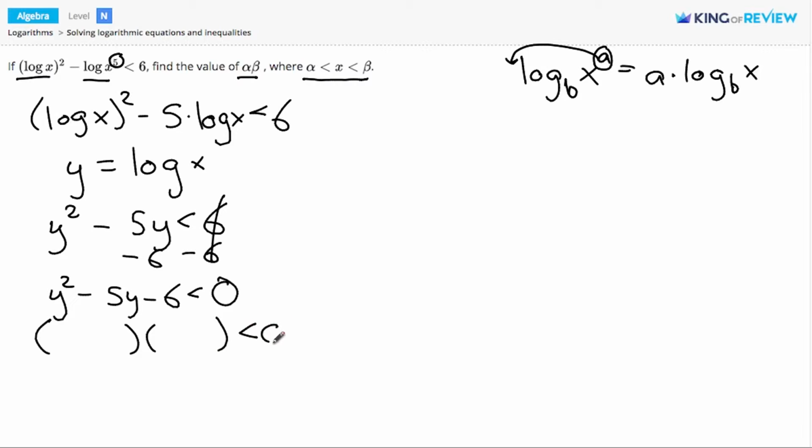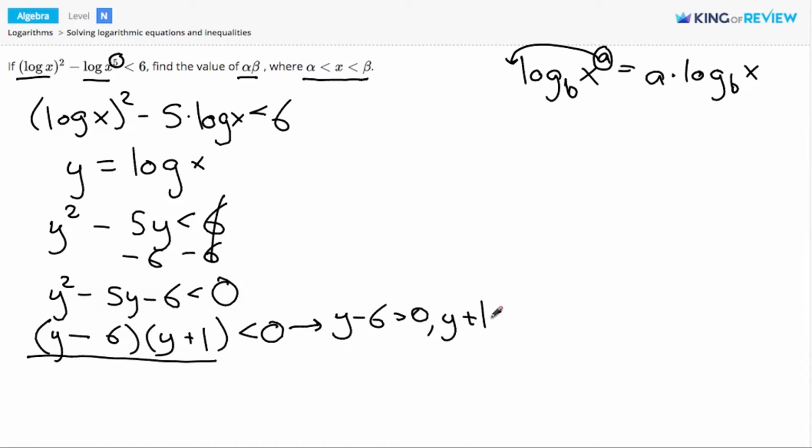I can put a y in both parentheses since y times y is y squared. And now I need two numbers that multiply to negative 6 and add up to negative 5. And that would be negative 6 and positive 1. So it does factor. Now, if this expression on the left is going to be less than 0, there's two possibilities. If these two numbers multiply to be a negative number, either the first one is positive and the second one is negative, or vice versa. The first one is negative and the second one is positive.